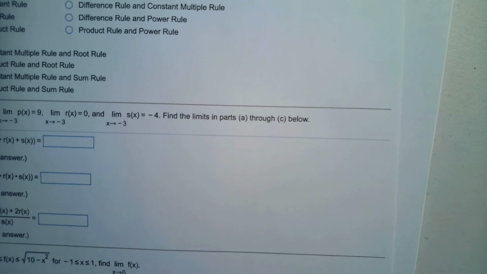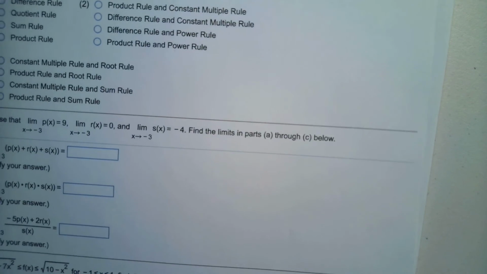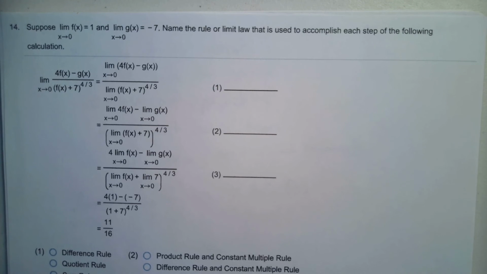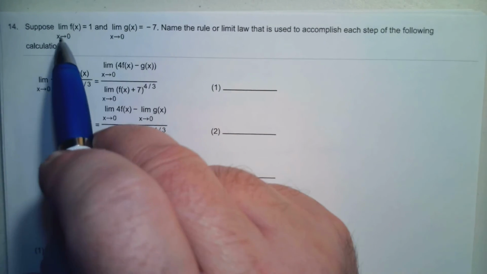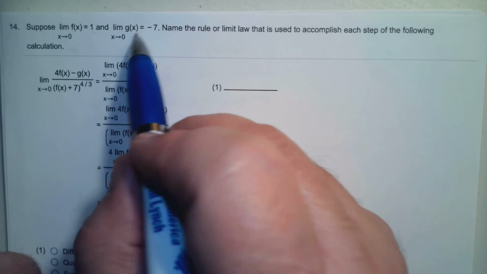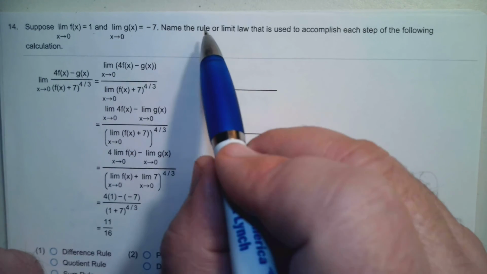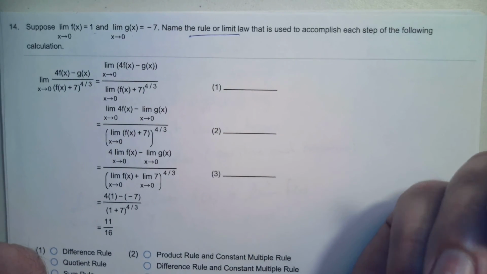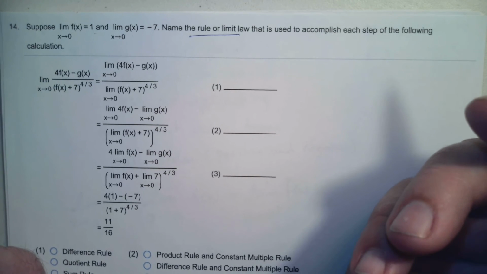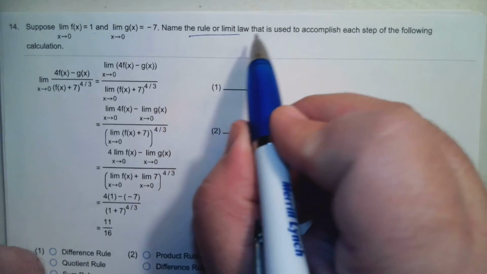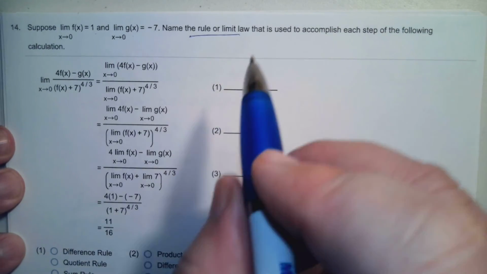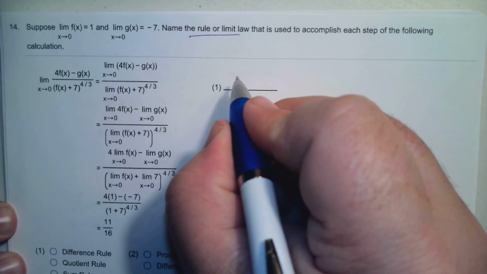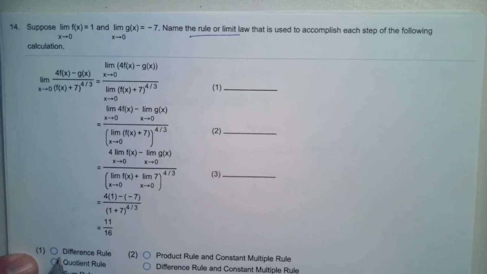The last one for that one. Oh, we got some more here. Number 4. Okay, this one. Suppose the limit of f of x equals 1 and g of x equals negative 7. Name the rules or limit laws. Remember, there are like 7 or 8 of them: the sum, the difference, the quotient, the product, that accomplish the steps. So the first one, we take the limit and we separate them. So that's the quotient rule.